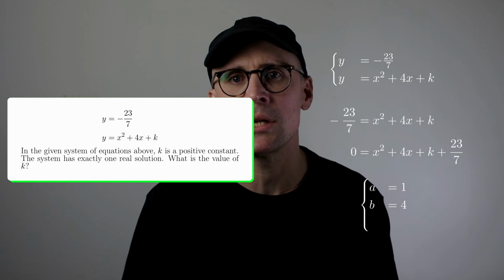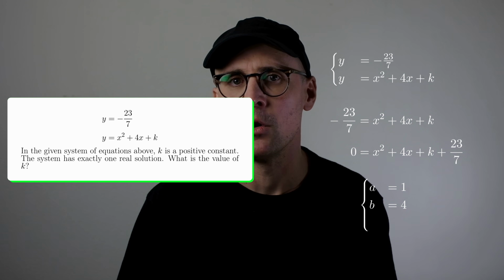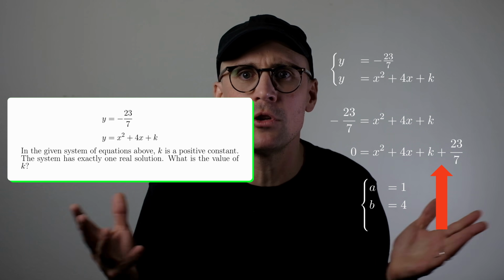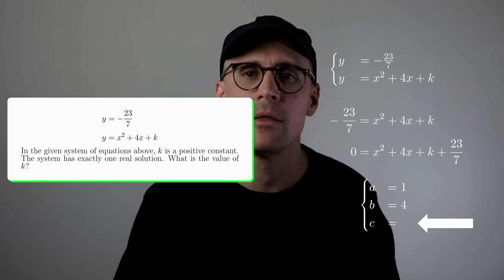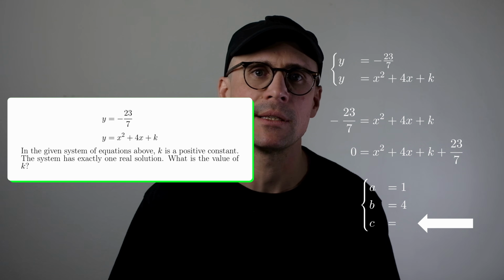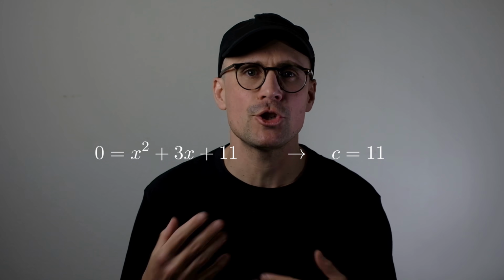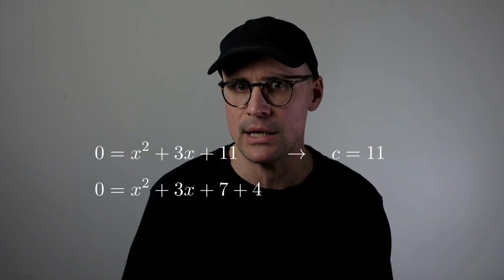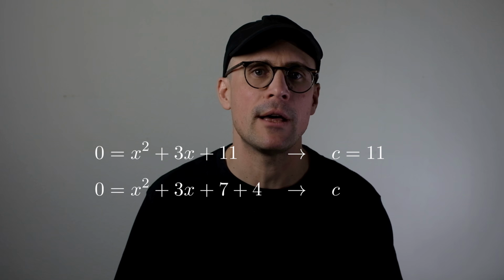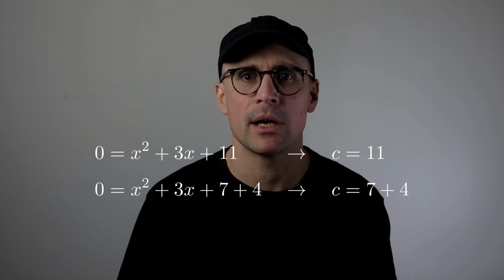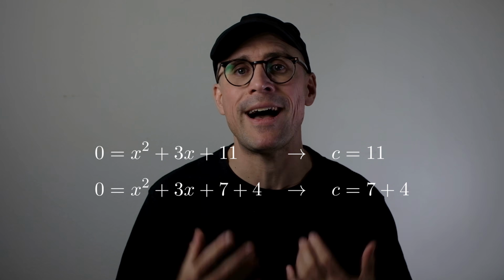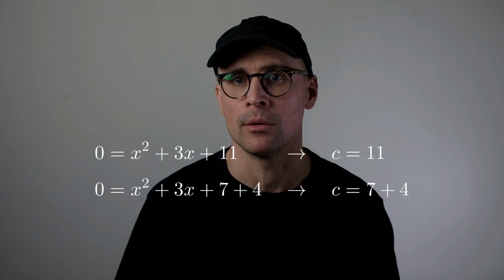But a lot of students get tripped up by the k plus 23/7 part. How are you supposed to know which is C? Don't worry, this is actually easy to figure out with a simple example. Imagine you had this quadratic. Obviously, in this example, C is 11, right? Well, would that change if I arbitrarily split the 11 into 7 and 4 like this? Hopefully you can see that our C value is the 7 and the 4 together, because what we're interested in is the whole value of the whole constant term at the end.